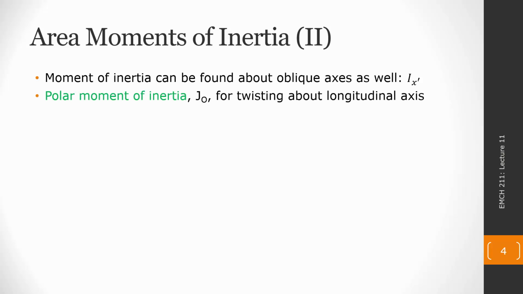We can also look at what we call the polar moment of inertia. Often J or maybe I naught is going to be its notation. And that's a twisting about a longitudinal axis. That's going to come up in the follow-up course, Strength of Materials. It's not going to come up in this course. We're only going to be bending around horizontal or vertical axes in this course, not about the longitude of our section.